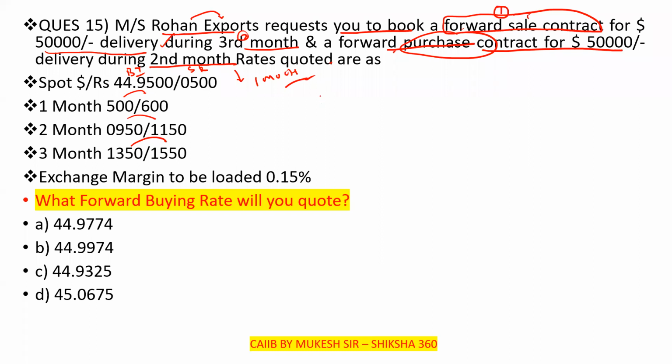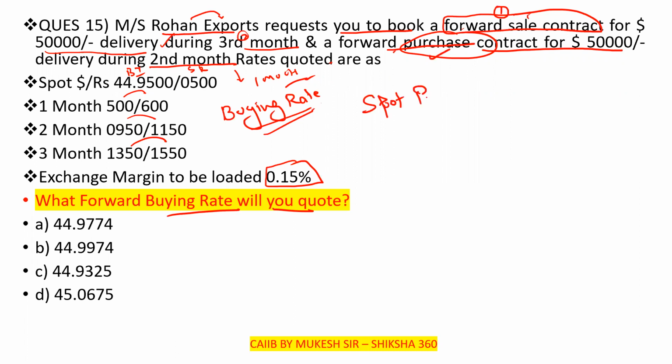Spot rate, and the exchange margin they have given is 0.15%. So what is the forward buying rate? We have to find the buying rate for the purchase contract during the second month. So what is the spot buying rate? That is 44.9500.